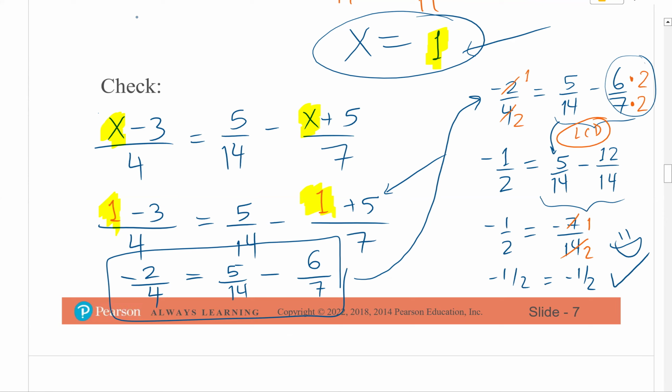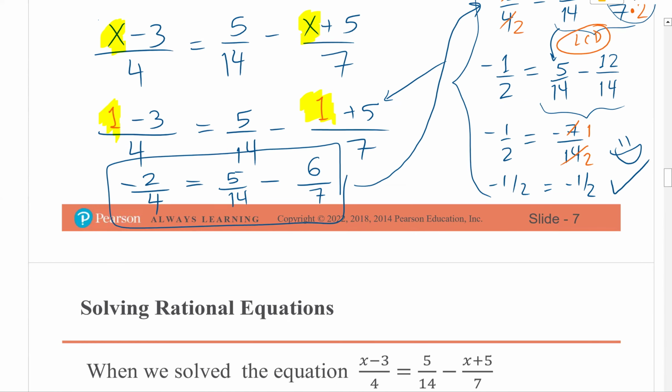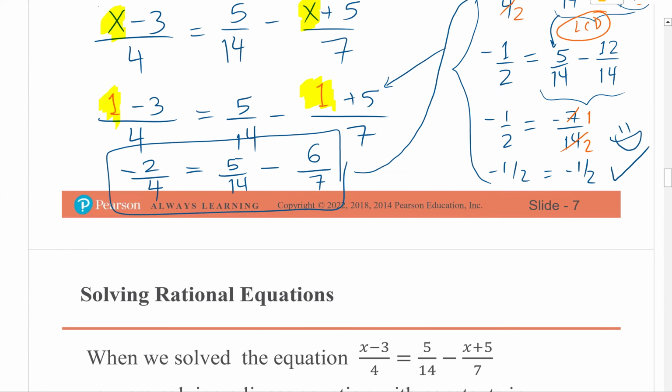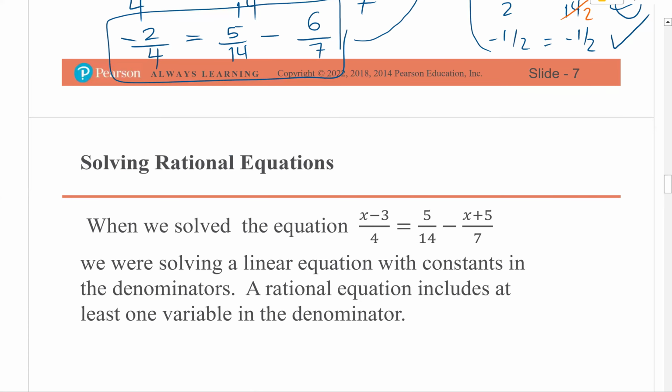But I almost think in this problem, you're more likely to get the right answer, but then make a silly mistake in here. My check would be wrong. And then I think I did something wrong in finding x when it really was checking it that I did something wrong. Oh, geez.